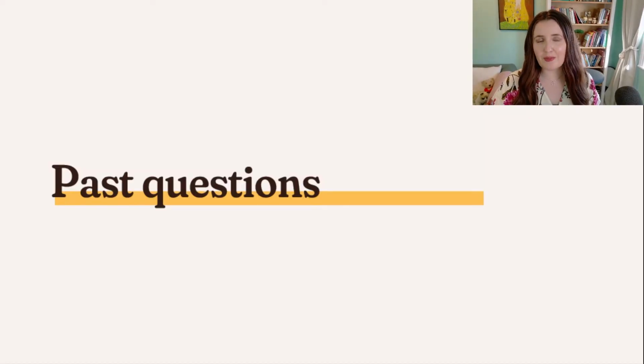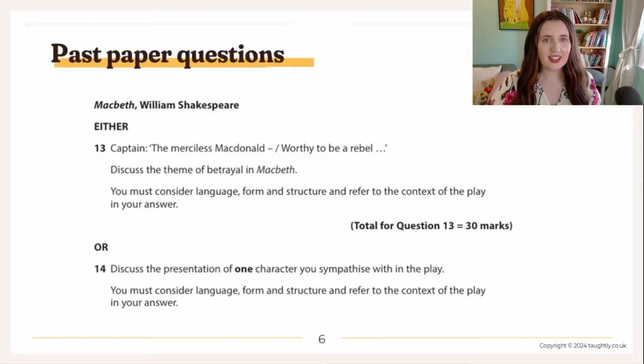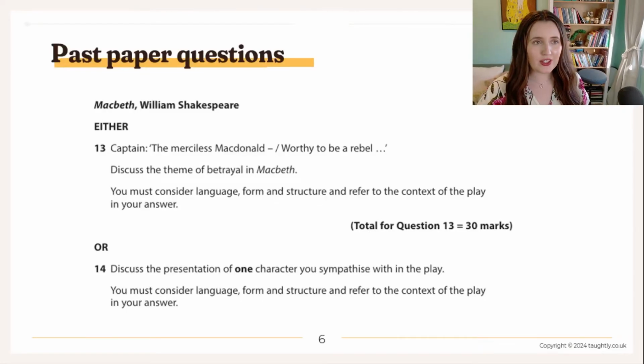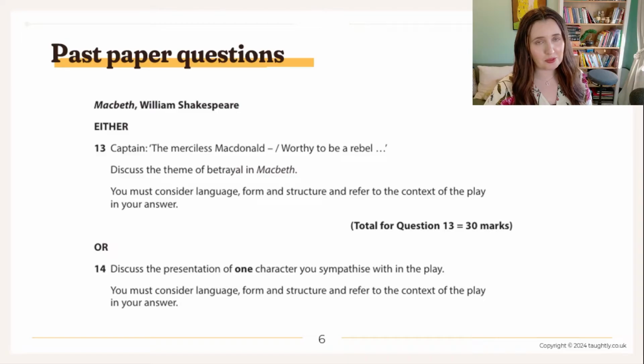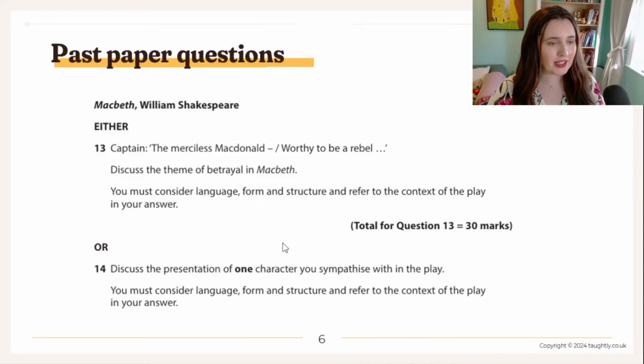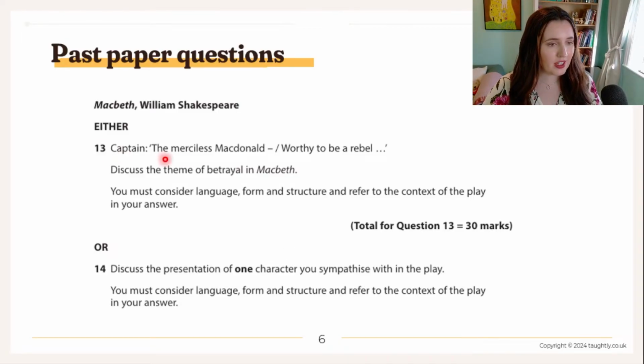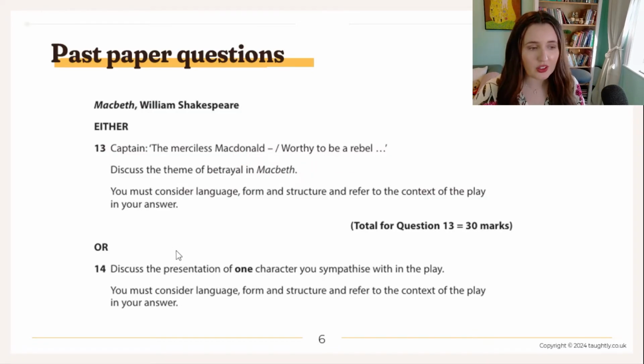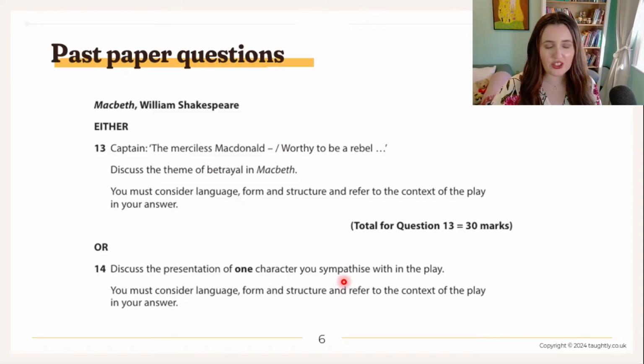Let's have a look at some past paper questions for Edexcel. Generally, you do get a character question and a theme question. Not always, but generally. So some example past papers. Captain, the merciless MacDonald, worthy to be a rebel. Discuss the theme of betrayal in Macbeth. Or discuss the presentation of one character you sympathise with and why. A gift of a question here, right? A gift, because you can write about whoever you feel the most confident to write about.